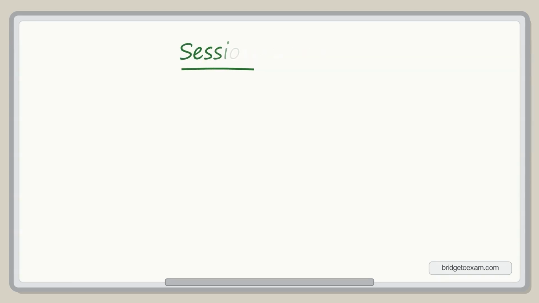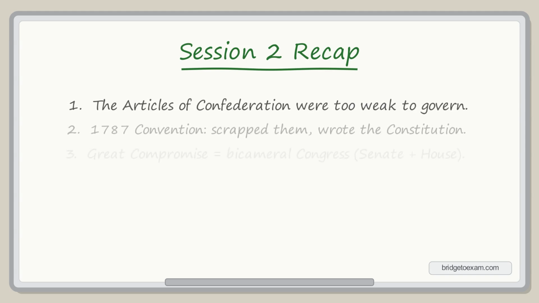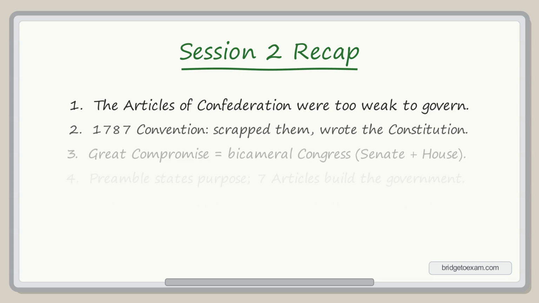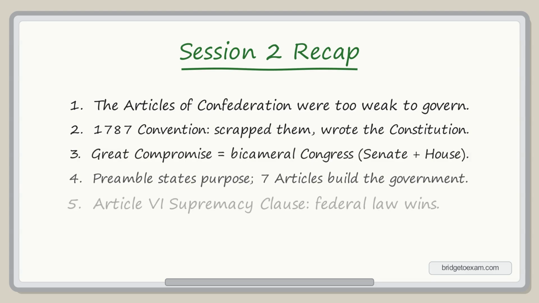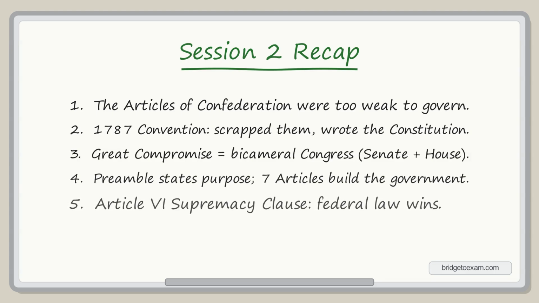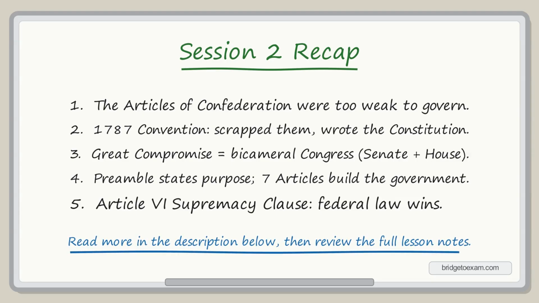Let's recap Session 2. The Articles of Confederation were too weak, so in 1787, the convention scrapped them and wrote the Constitution. The Great Compromise created our two-chamber Congress, with an equal Senate and a population-based House. The preamble states the purpose, the 7 articles build the government, and Article 6, the Supremacy Clause, means federal law wins over conflicting state law.